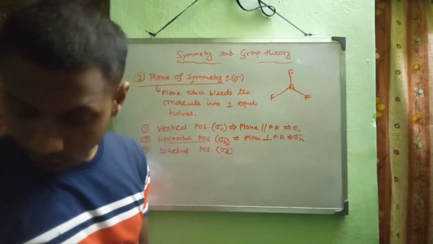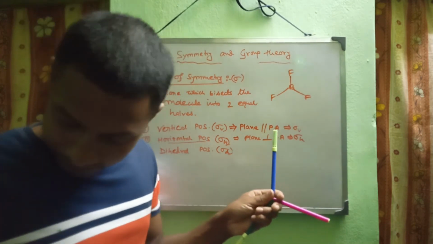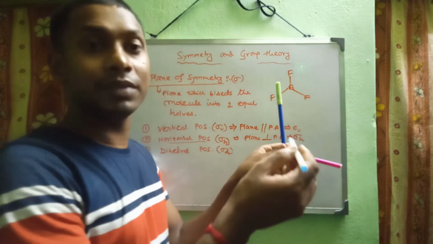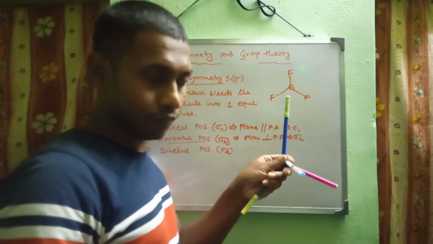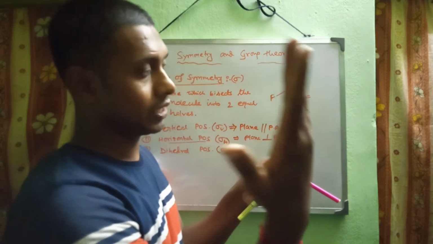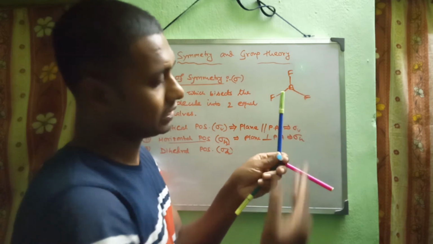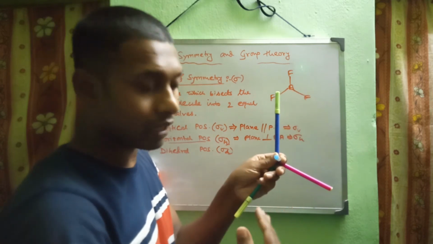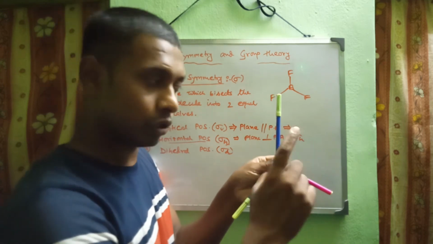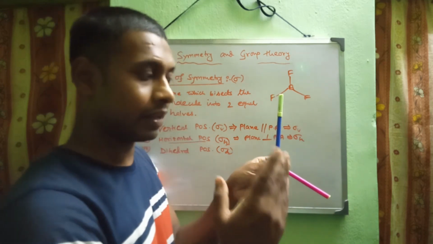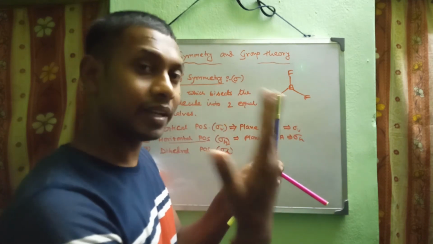So this is the BF3 molecule. It has a C3 principal axis of symmetry, which passes through this atom. If we put a plane containing this BF bond, and which bisects this molecule into 2 equal halves, that is, this part is exactly the mirror image of this part, so it has a plane of symmetry which is parallel to the principal axis of symmetry.